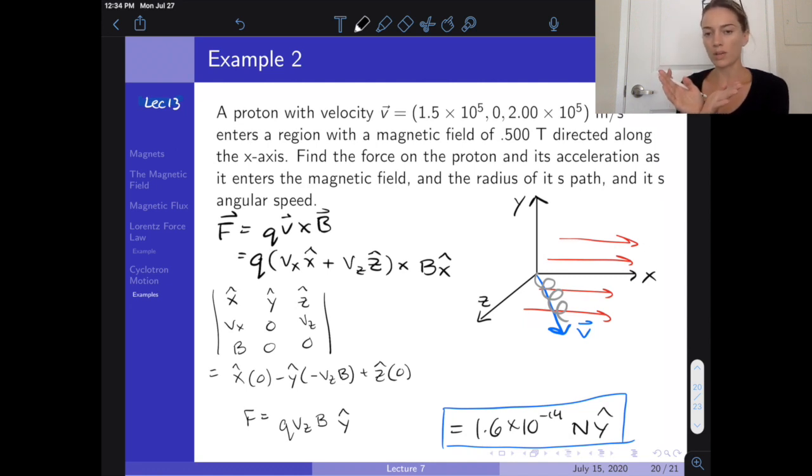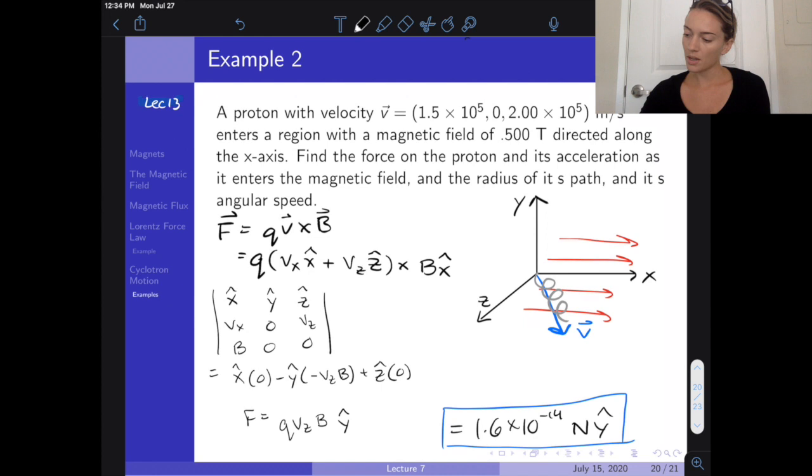So only the components, if we have V and B, that are perpendicular to each other interact. If they have a parallel component, those parallel components don't feel each other, because the cross product takes two perpendicular vectors and returns a third perpendicular vector. So only the perpendicular components interact in a cross product.